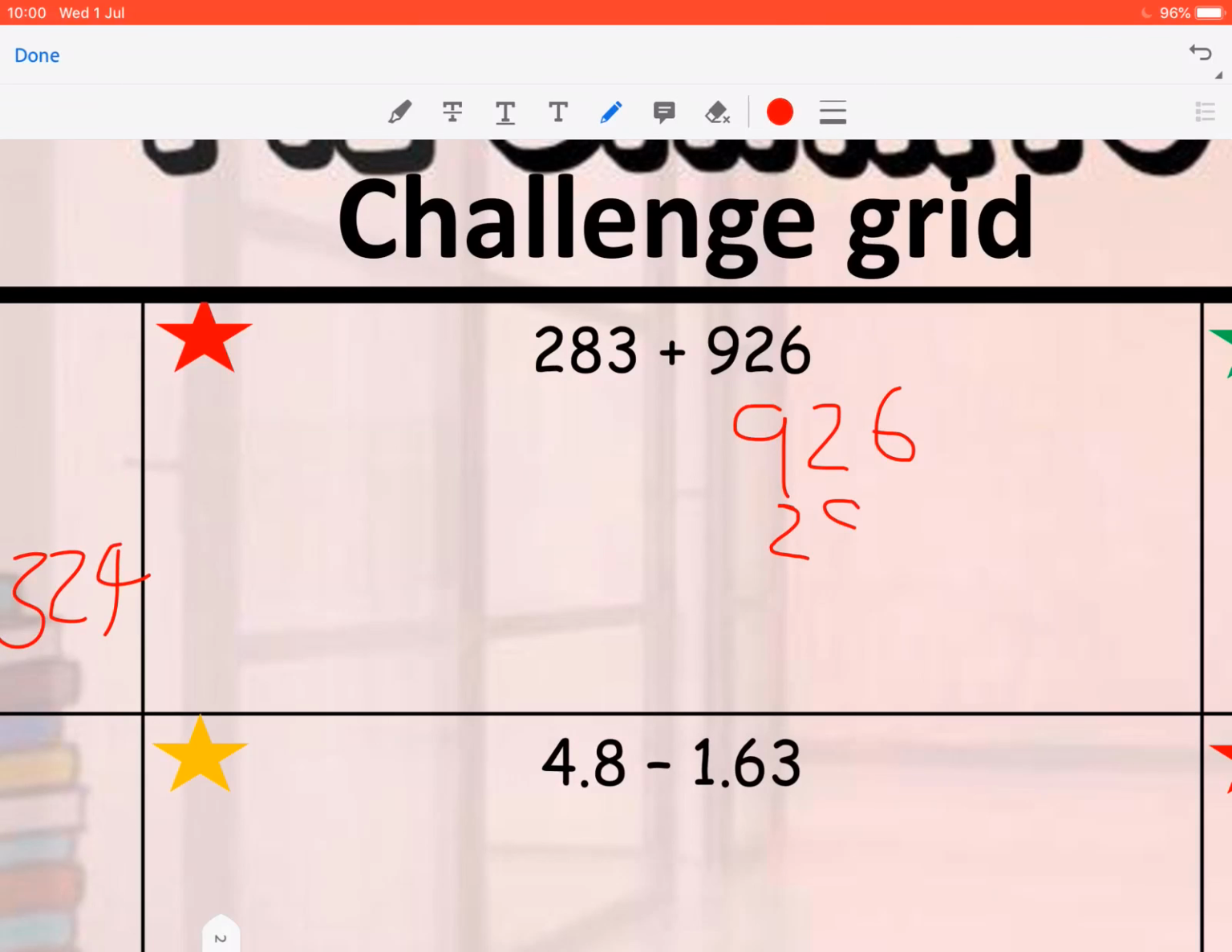Next one, I got 926. Add on 283. Just make sure you don't make any silly mistakes on these ones. 6 plus 3 is 9. 2 plus 8 is 10, so I put 0 and carry the 1. 9 plus 2 plus 1 is 12. So carry the 1 over, 1,209.